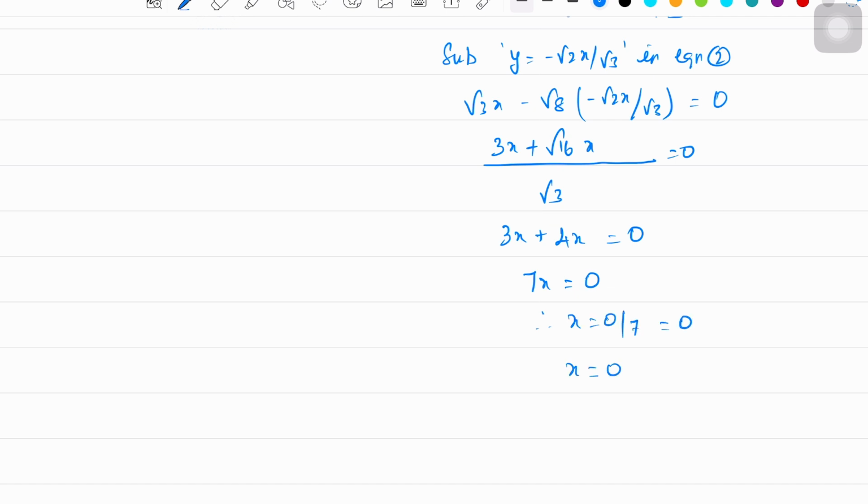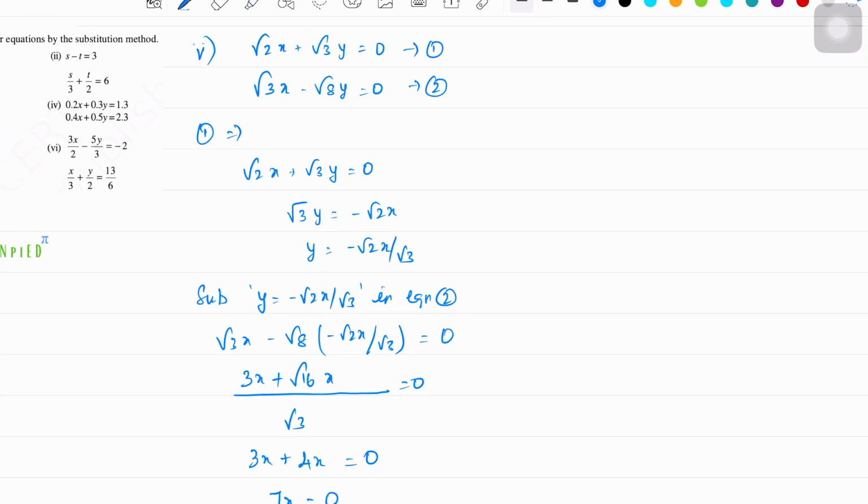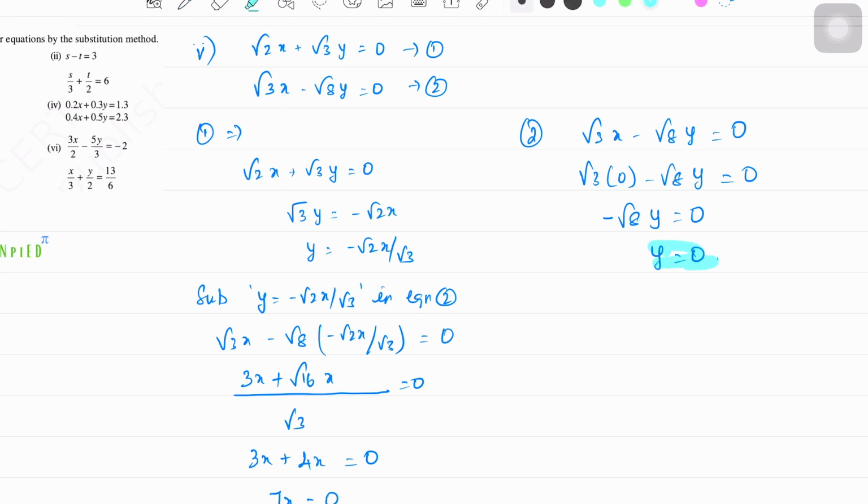So x equals 0 is the first value which we have found out, and we'll substitute this x equal to 0 in one of the equations. Maybe we can substitute in equation 2. Root 3x minus root 8y equals 0. So root 3 times 0 minus root 8y equals 0. Therefore negative root 8y equals 0, or y equals 0. So in this case both x and y are 0. This is the solution, x equal to 0 and y equals 0.